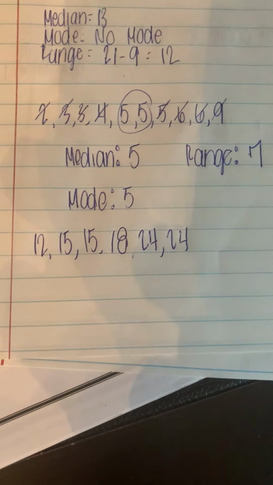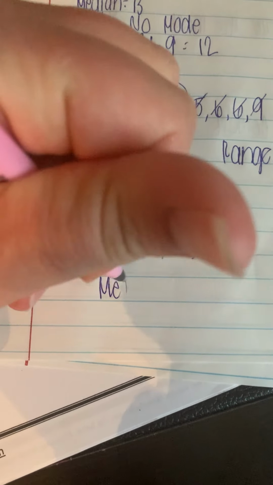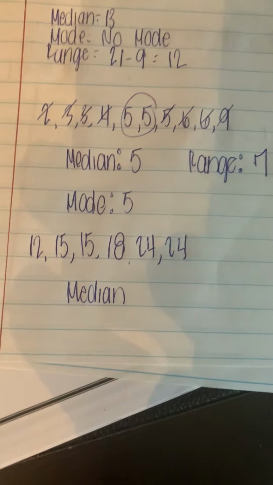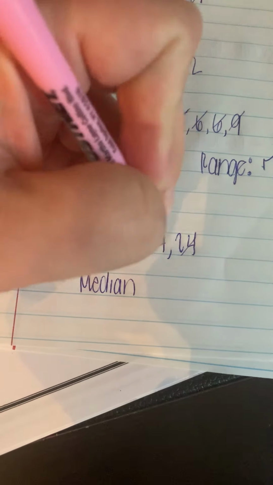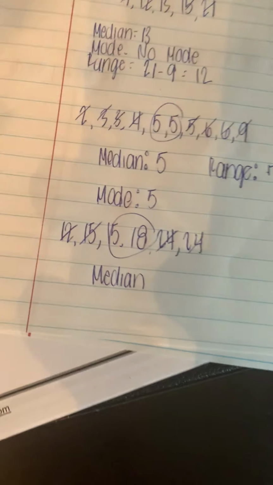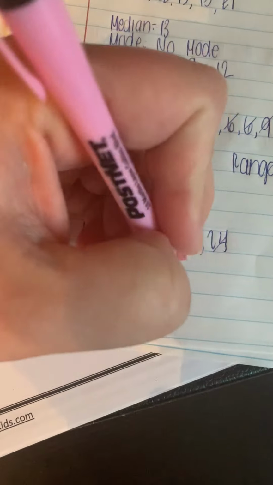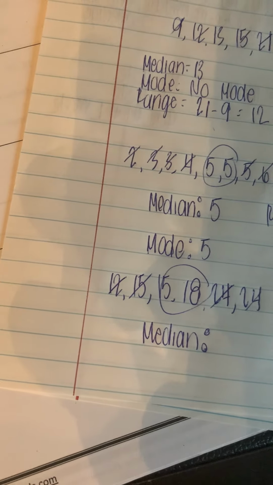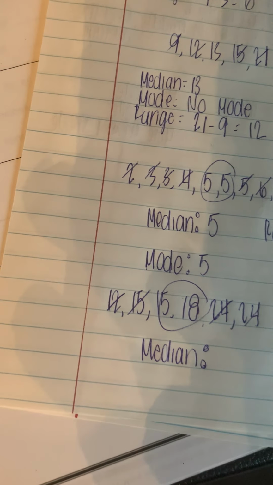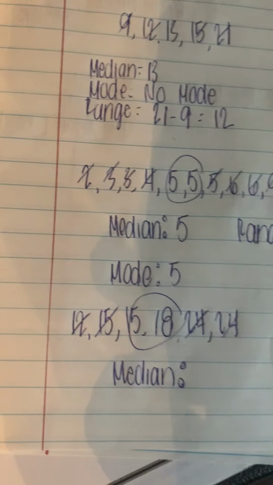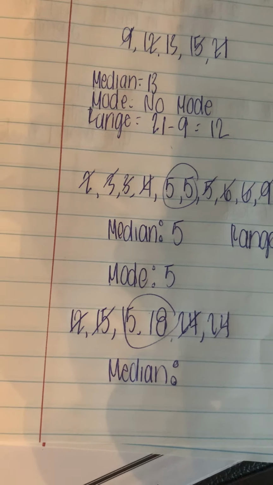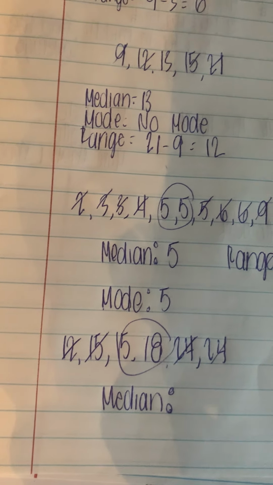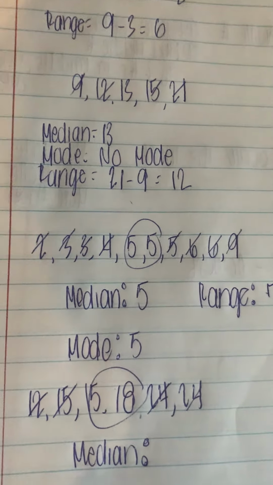Okay, so median, I need to look for the middle number. So I'm going to take one number off each side, 12 off, 24 off, 15, 24, and I'm left with 2 numbers. So I need to find the mean of them, or the average. So I'm going to add together 18 plus 15, and I'm going to get 33. And then I'm going to divide that by 2 since there are 2 numbers. So 33 divided by 2 is going to give me 16 and a half.